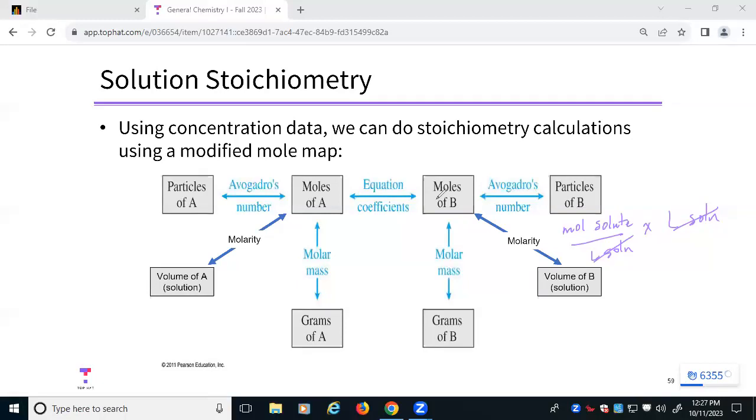So in solution stoichiometry, there isn't really anything that is new here. What we're doing is taking two concepts that we knew beforehand, the idea of molarity and the idea of stoichiometry, and now we are fusing them together by using molarity to connect moles and volume.